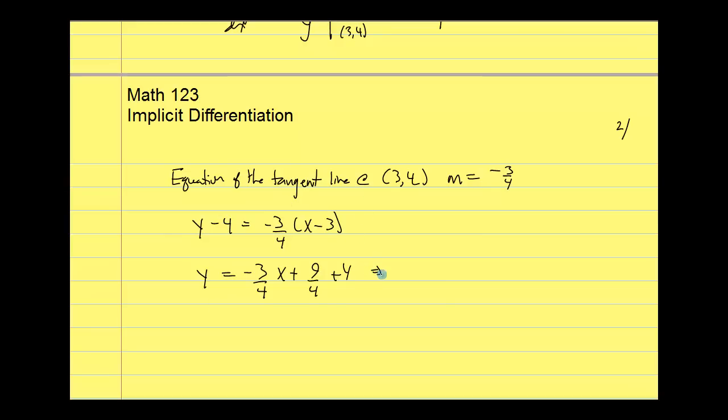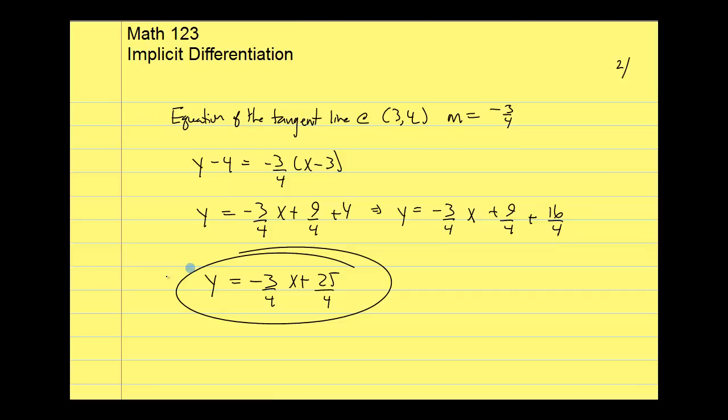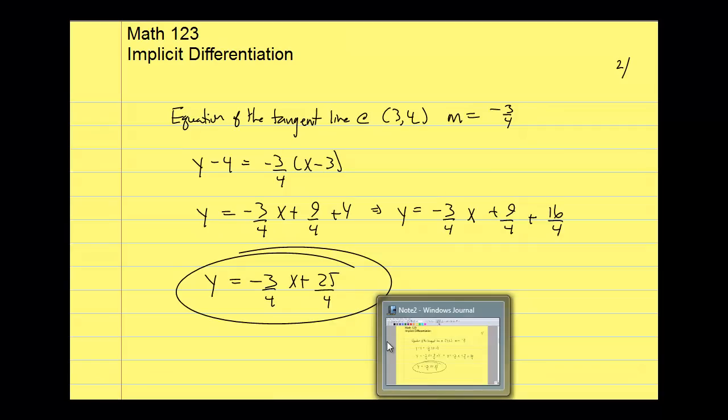Okay, so we have y equals negative 3/4 x plus 9/4 plus 4/4, which is the same as 16/4, just to kind of make it easy on you. And I have y equals negative 3/4 x plus 25/4. That's kind of interesting, 25/4. So let's go ahead and pop back into Maple and graph this line and then plop it onto that circle and see what happens.